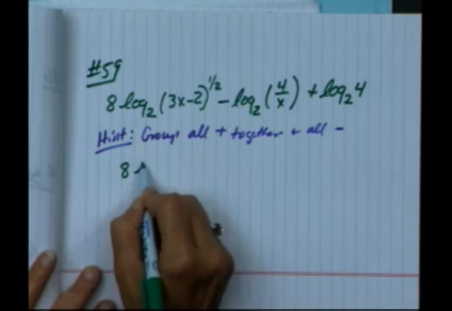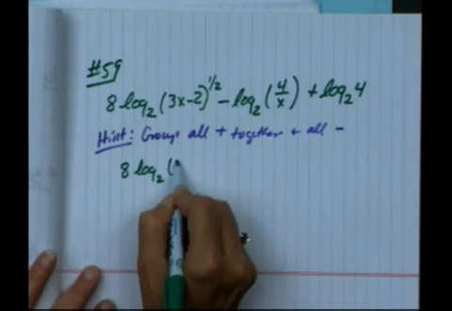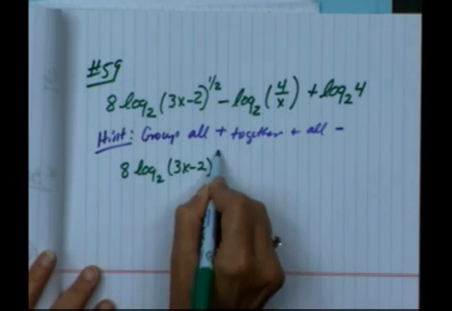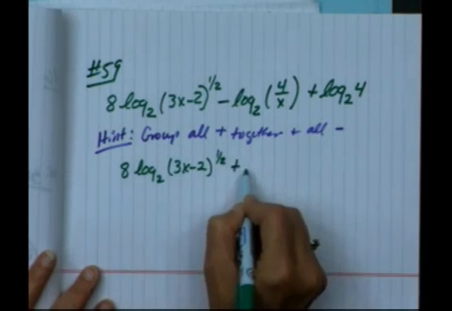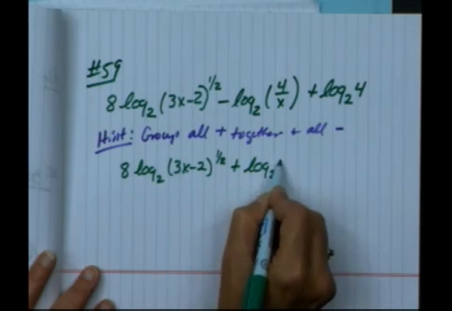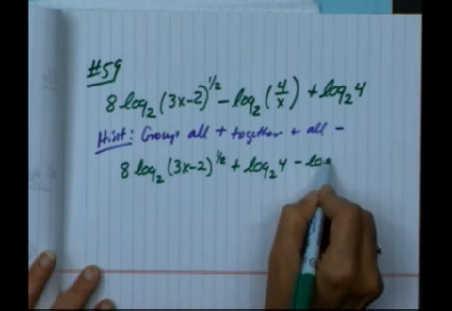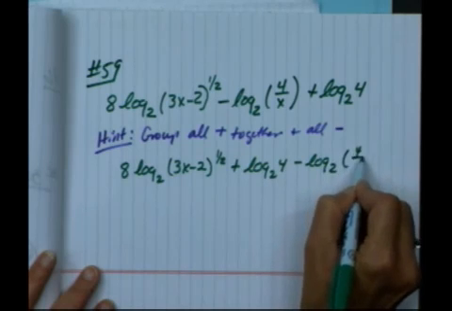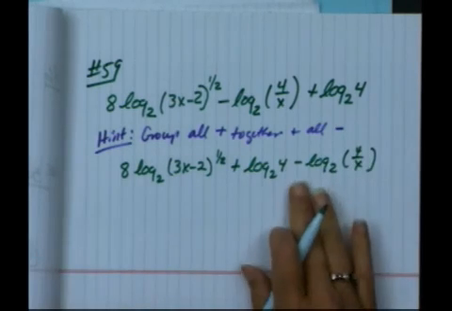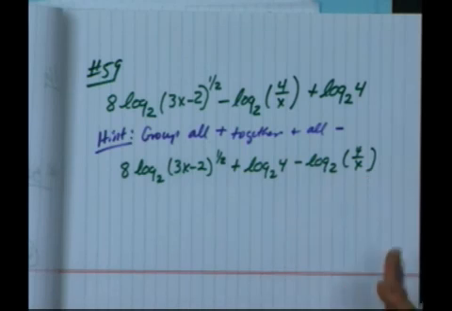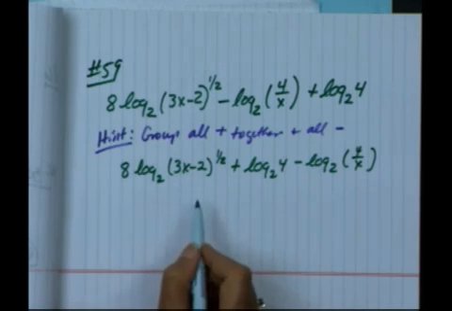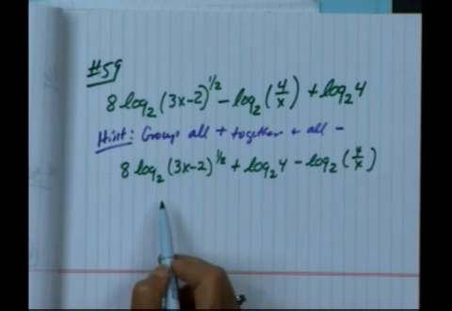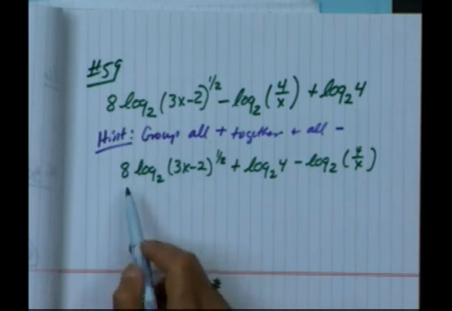So we'll have 8 log to the base 2 of 3x minus 2 raised to the 1/2, plus log to the base 2 of 4, minus log to the base 2 of 4 over x. If I had a bunch of minuses, then your next step would be to factor out the negative and do that grouping there.